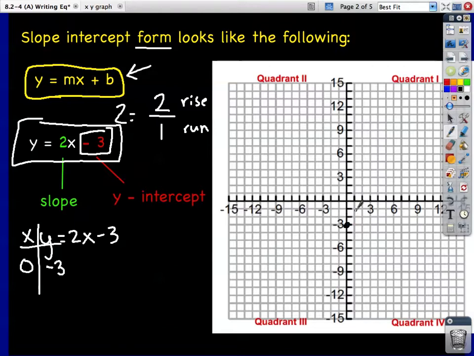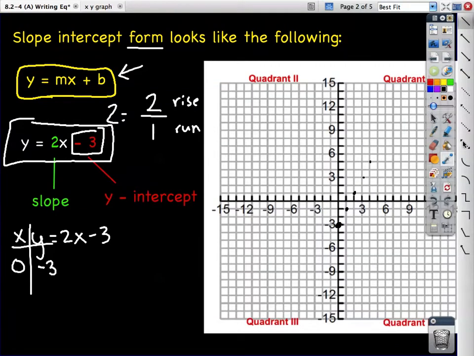I'm going to rise 2, go over 1. Rise 2, go over 1. And I can consistently do this to quickly graph a line. And then if I could draw a straight line, which I still can't draw a very nice straight line, I could connect these and we'd be done. We've got our line graphed. And so it's really that simple.